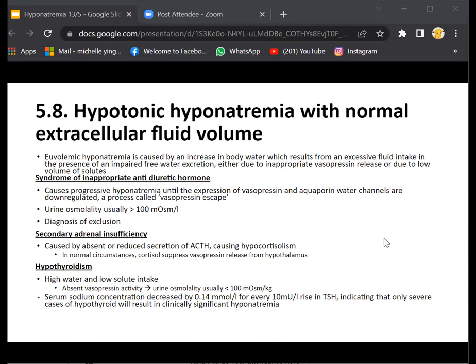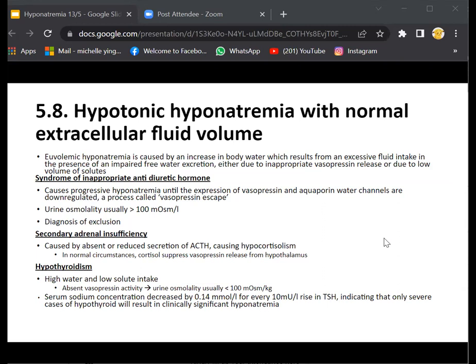Syndrome of inappropriate antidiuretic hormone causes progressive hyponatremia until the expression of vasopressin and aquaporin water channels are downregulated, a process called vasopressin escape. Urine osmolality will usually be more than 100 milliosmol per liter, and it's mainly a diagnosis of exclusion.